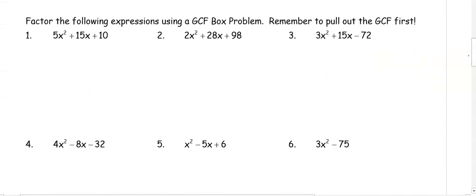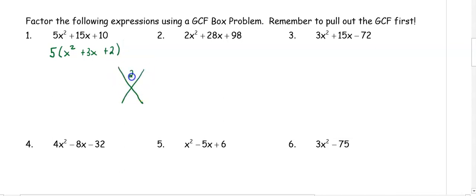So in number 1, we have 5x squared plus 15x plus 10. We want to pull out our GCF. So in order to get this to become an x squared, we would divide everything by 5. So we have 5 out front, and we would be left with x squared plus 3x plus 2 when we divide.